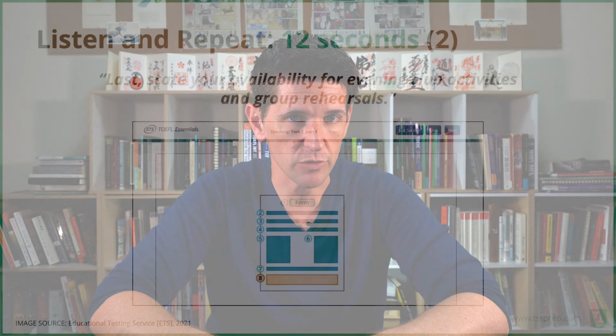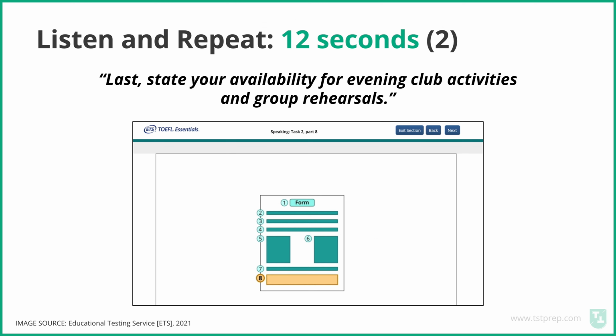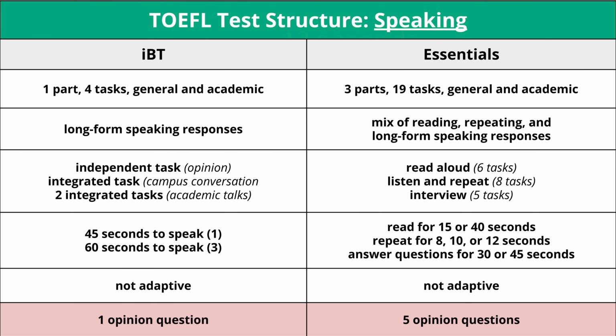So there is evidence to suggest that the more accurately somebody can repeat what they just heard, the higher their fluency level. That's why these types of questions are here. So that's the read aloud and listen and repeat.